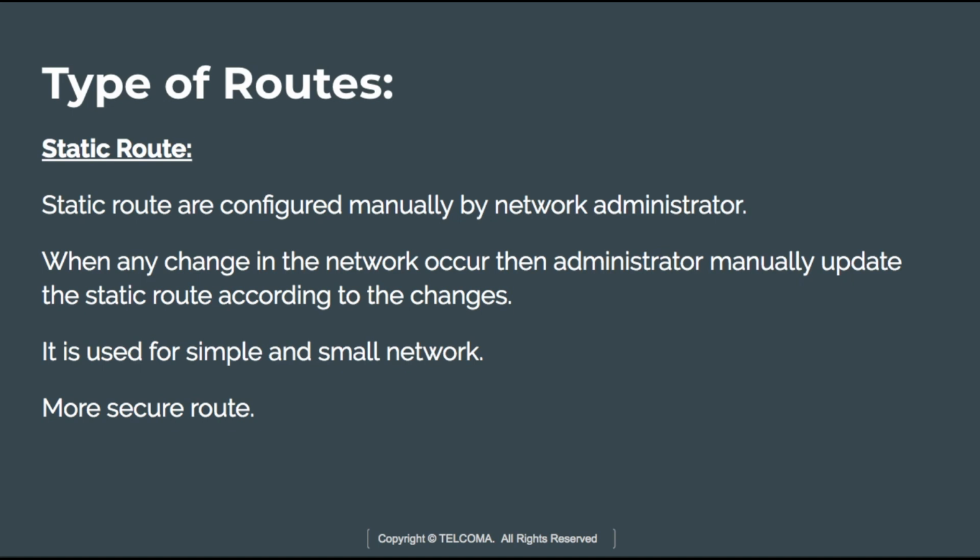It means the network administrator will add the IP addresses of each device present in the network to give static route information. So whenever any change occurs in the network, the network administrator will manually update the static route according to the changes. It is used for simple and small networks, and it is a more secure route. So routing is a process of selecting the best path in a network.